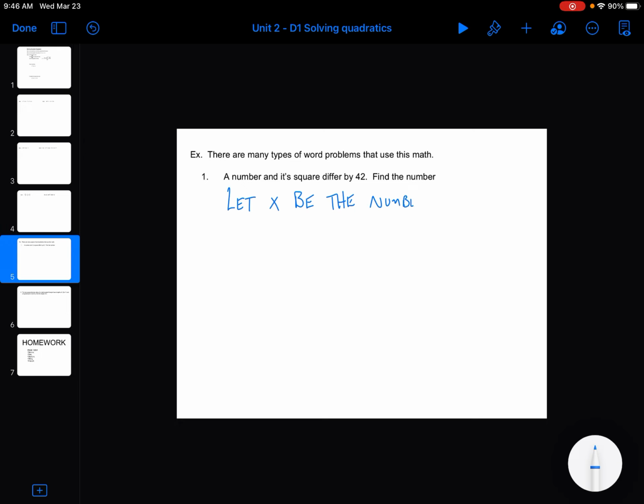Okay, we're not trying to get fancy with our let statement. We're not trying to add any extra things in. We're saying exactly what x is. Some teachers will tell you to say let x represent the number or the first number. In this case, we just have a number.